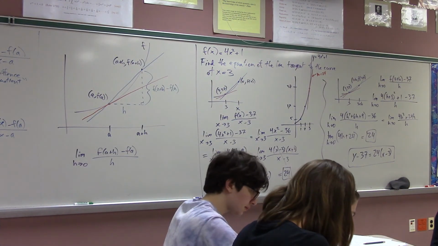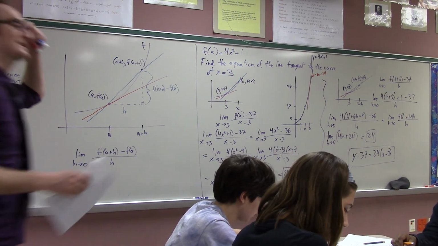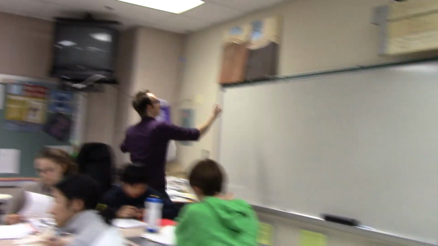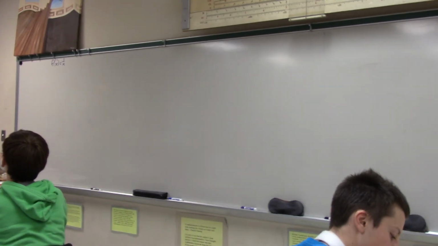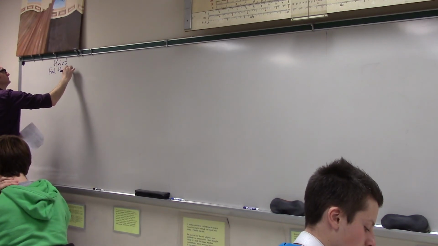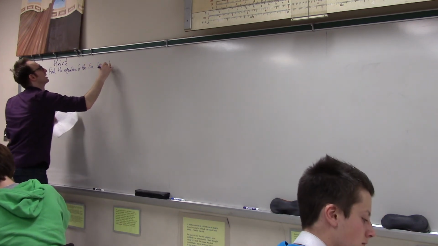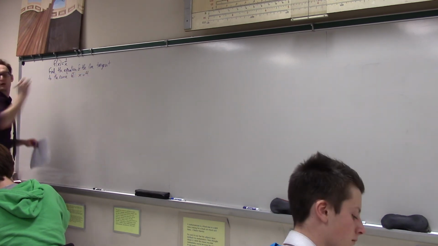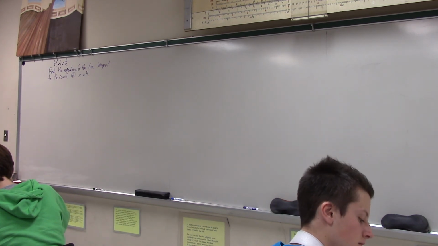Do we have time for another one? Yeah, we do. Given a new function, f of x equals 1 over x, find the equation of the line which is tangent to the curve at x equals 4. And do it both ways.